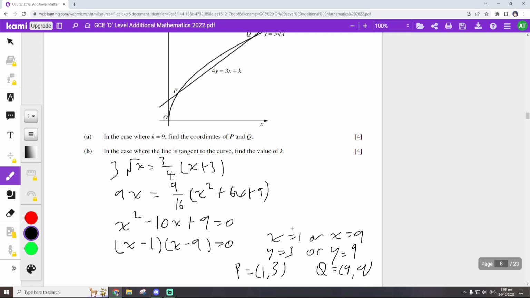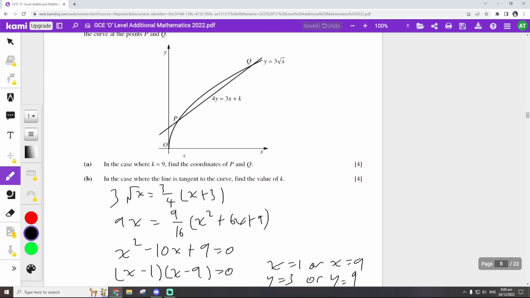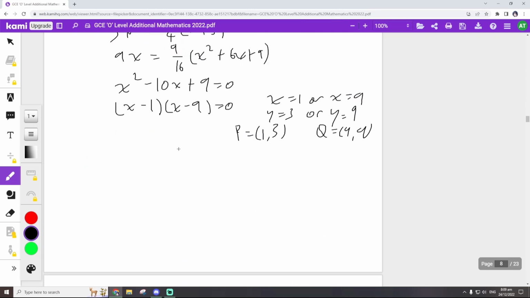Okay, in the case where the line is tangent, find the value of k. There's a few possible approaches to this. There's the calculus approach and there's an algebraic approach. I'll do the algebraic approach. So let 3 root x equal (3x plus k) divided by 4. If I multiply by 4 on both sides, then square, 144x equals 9x squared plus 6kx plus k squared.